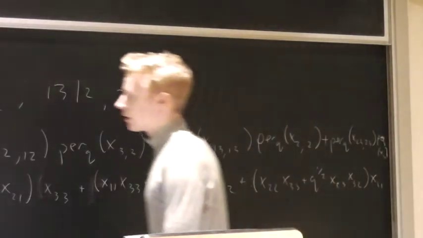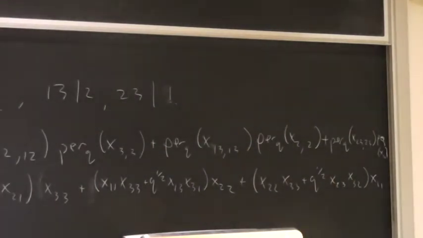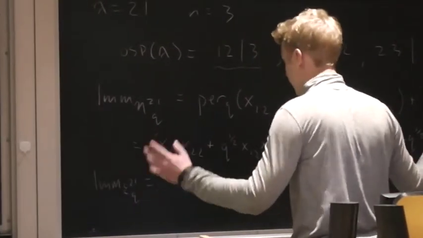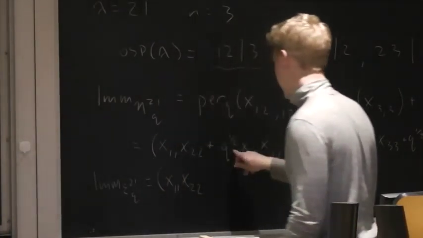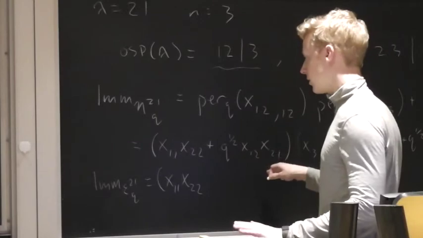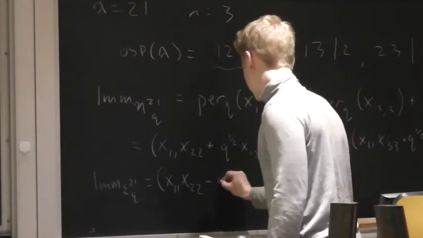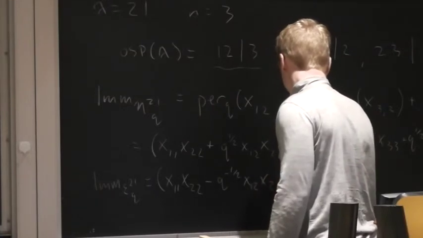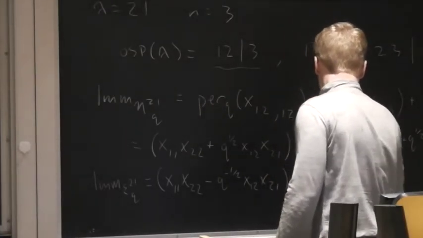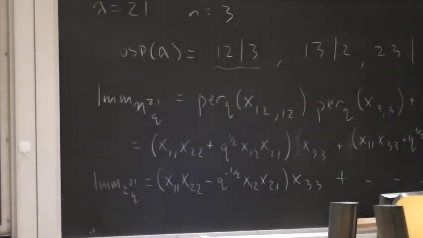So then the eta immanant, we can immediately see, is given by the same exact expression, except instead of getting q to the 1/2, we're going to get negative q to the negative 1/2. And so on.